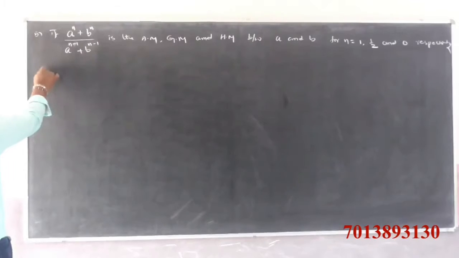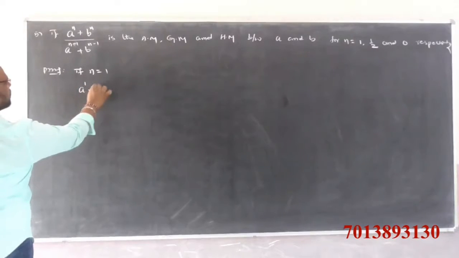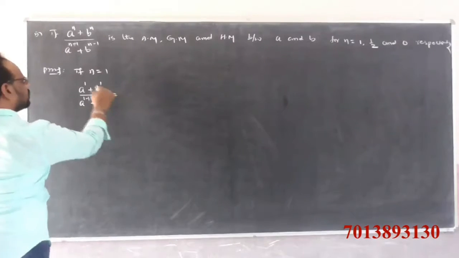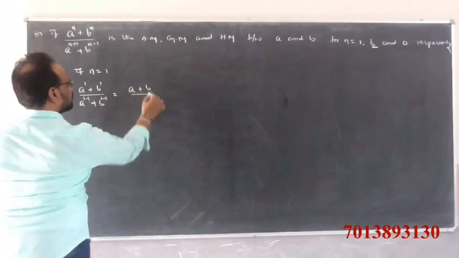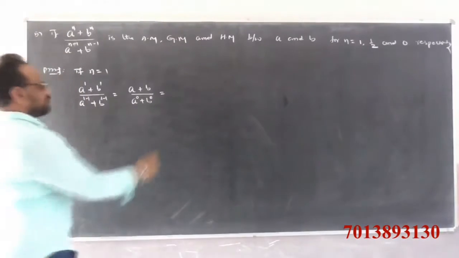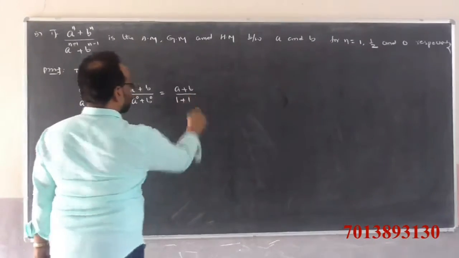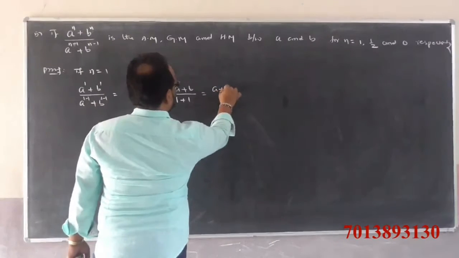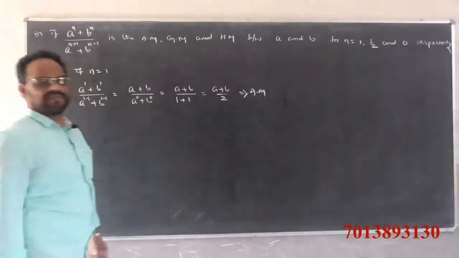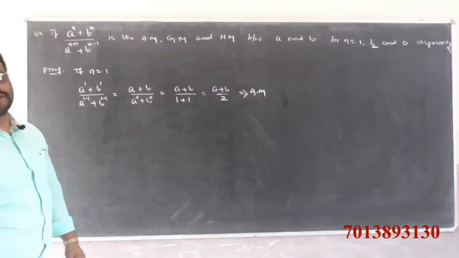For example, if n is equal to 1, the value is a to the power 1 plus b to the power 1 by a to the power 1 minus 1 plus b to the power 1 minus 1. A to the power 1 is nothing but a only, b to the power 1 is nothing but b only, by a to the power 0 plus b to the power 0. A plus b by, a to the power 0 value 1 plus b to the power 0 value also 1. That is equal to (a plus b) by 2, which is nothing but the arithmetic mean between any two given numbers. So for n equals 1, this quantity represents the arithmetic mean between a and b.